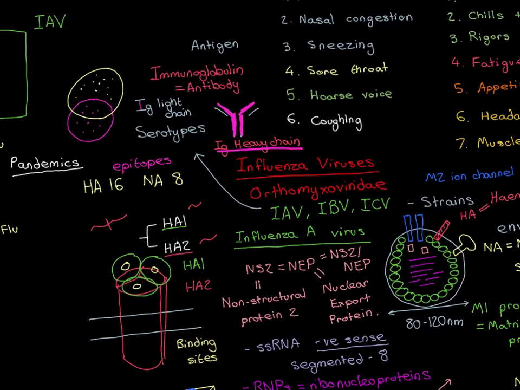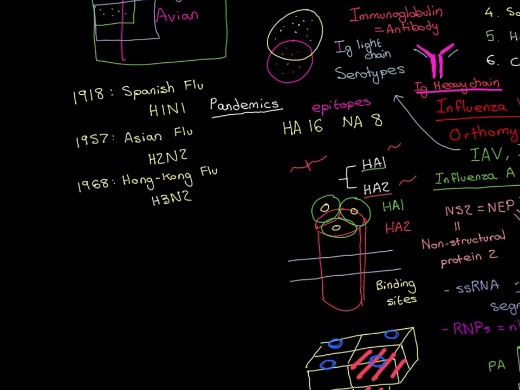We're going to see how they differ from influenza A virus. They do have almost identical structures, but there are differences. And we'll also talk, as we did for influenza A virus, about the different strains of the virus and the different animals that they can infect. Okay, so let's go over influenza B virus.